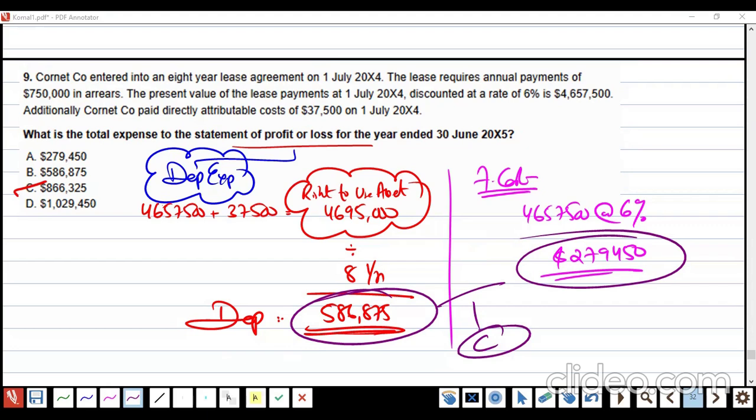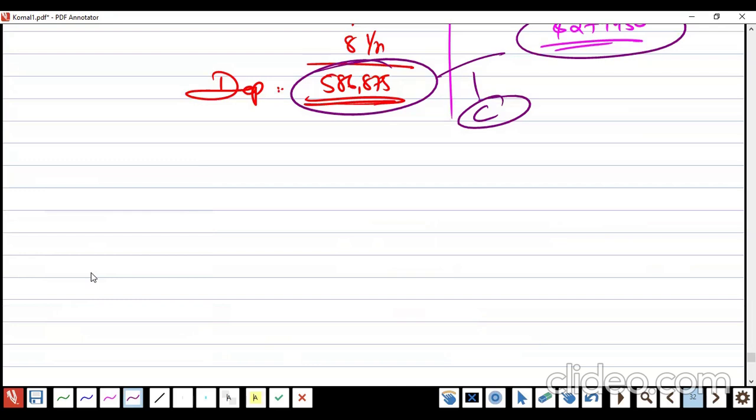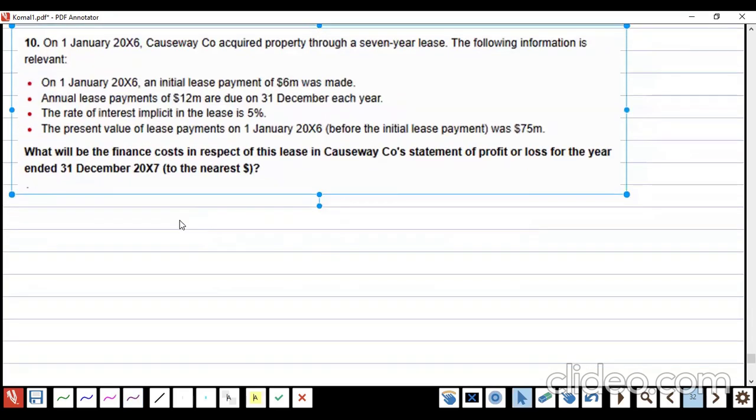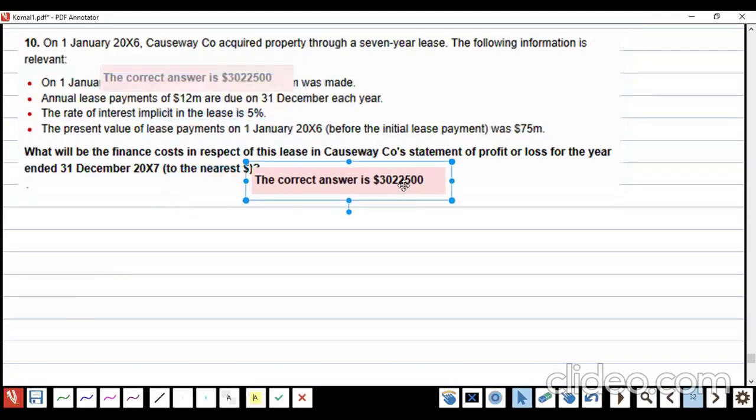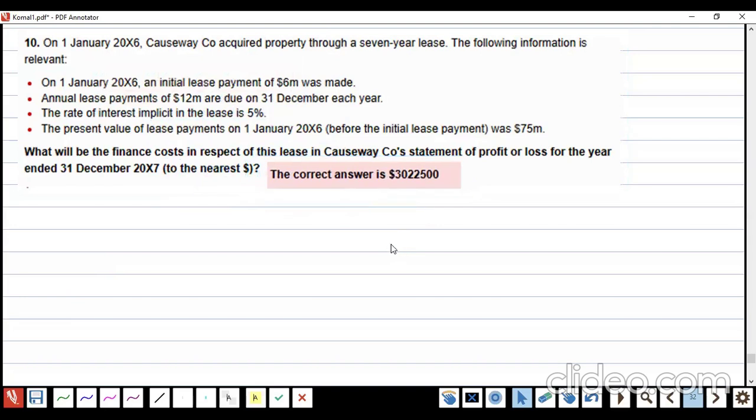So, next question. I want to answer first from your side. Try. It seems that you are okay with IFRS 16, as you got this one correct as well. Help me. What are they asking? They are asking the finance cost.